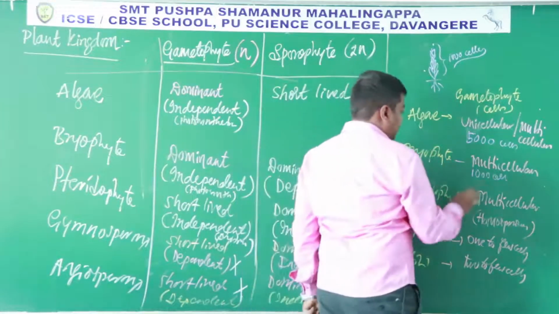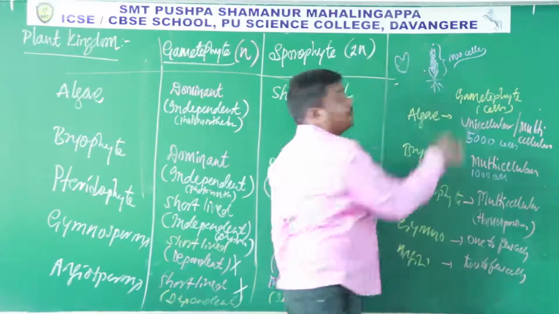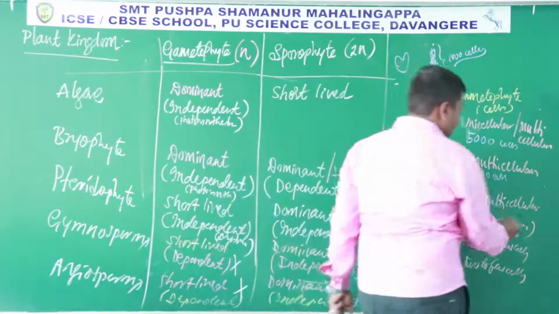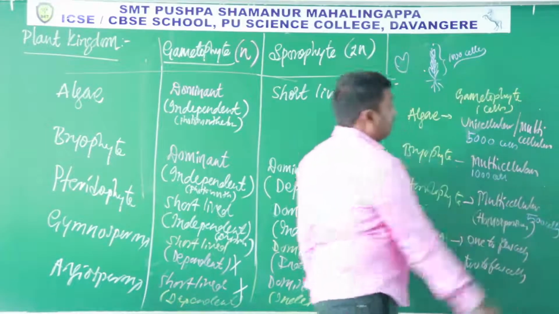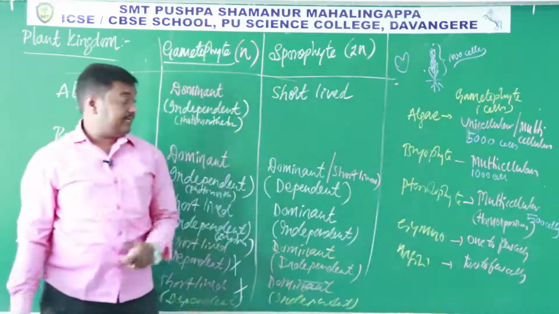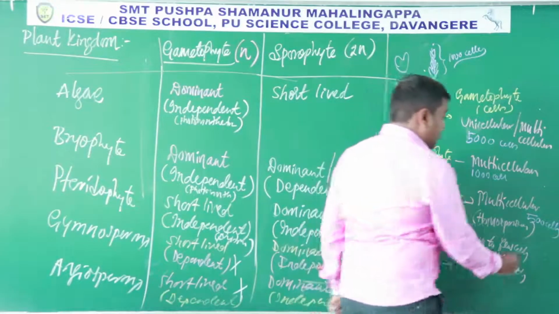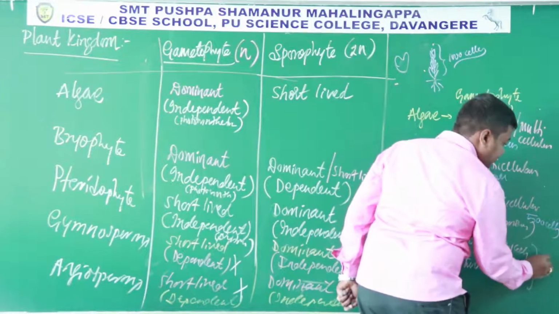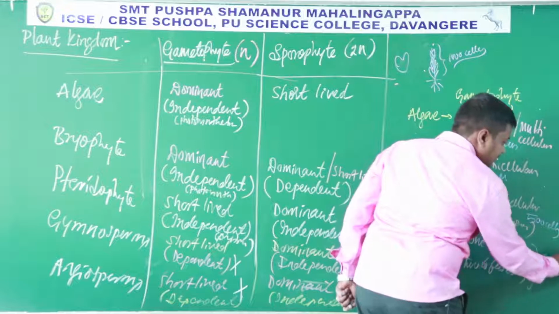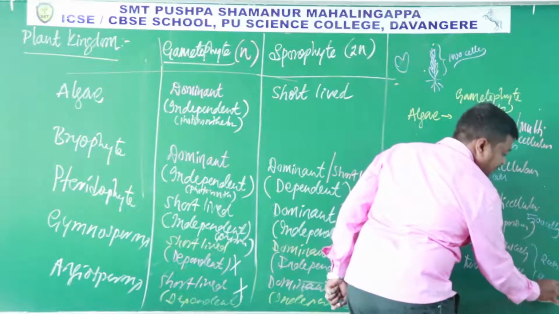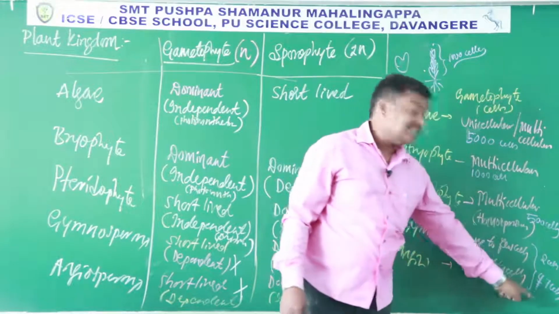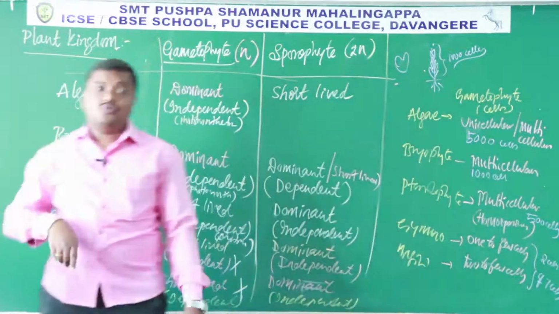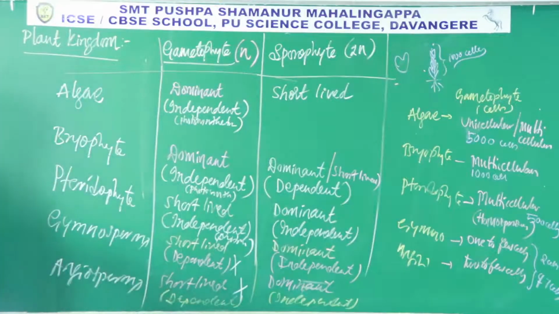In the same way, in pteridophytes there is that heart shaped structure, that is a prothallus. That prothallus may consist of around 500 cells. So 500 cells together form the gametophyte in pteridophytes, whereas in gymnosperms and angiosperms, the male gametophyte consists of 2 cells and the female gametophyte consists of 7 cells. See the numbers 5000, 1000, 500, 2 and 7. The number is reduced, so the gametophyte size has reduced from algae to angiosperms.